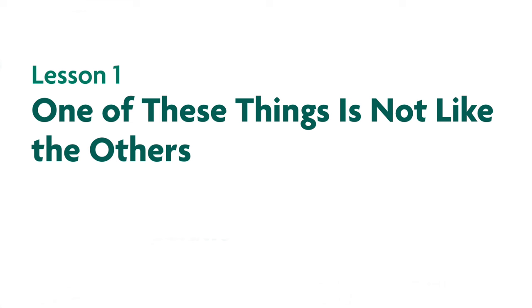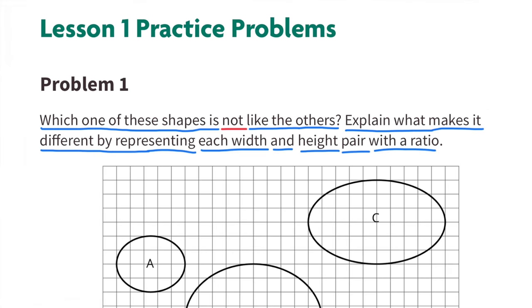Seventh grade, Unit 2, Lesson 1. One of these things is not like the others. Number 1. Which of these shapes is not like the others?